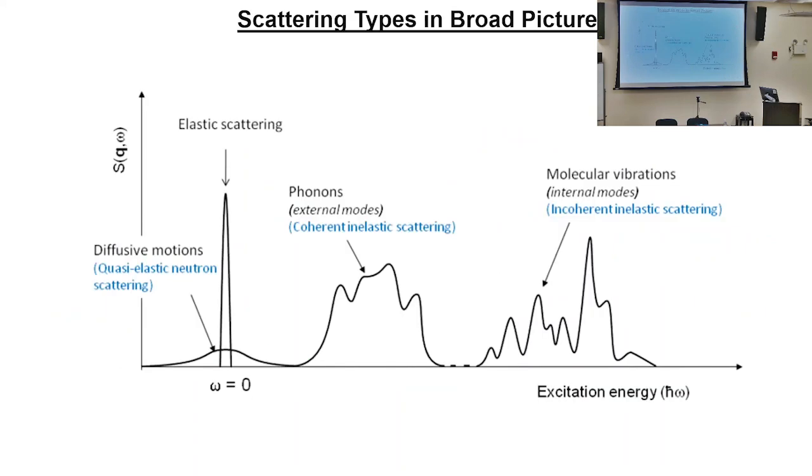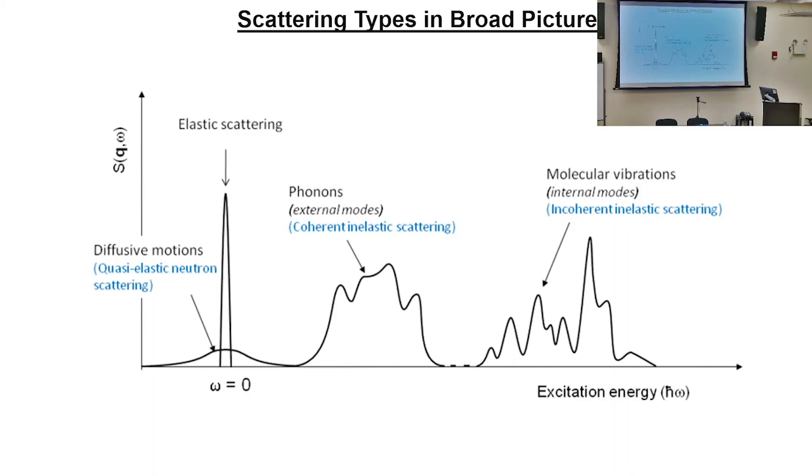Okay. So now you have seen this. Now let's have a look at the scattering types in a broad picture. So what we are looking at here is dynamic structure factor again, but this time we are going to much higher energy transfer. So again, at omega equals 0, you have elastic scattering, on the top of which you have quasi-elastic neutron scattering, which gives us an idea about diffusive processes.